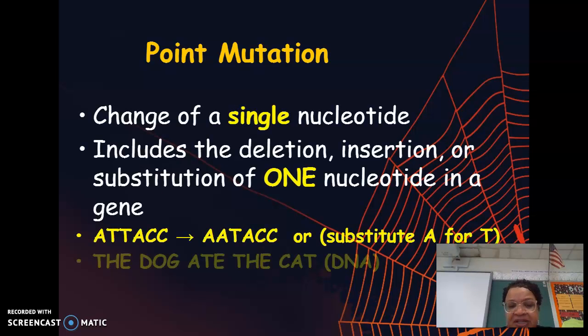A point mutation is a change in one single nucleotide. It can be because of a deletion, an insertion, or a substitution of one nucleotide. For example, ATT-ACC, if the T is substituted for the A, that's a point mutation.